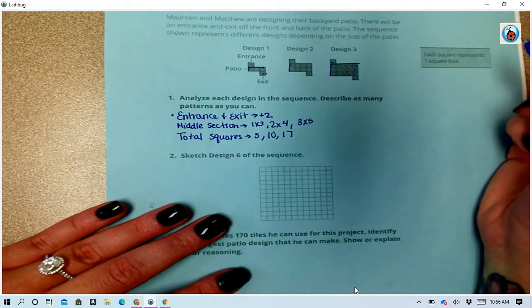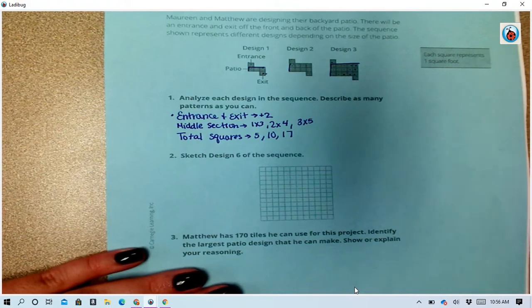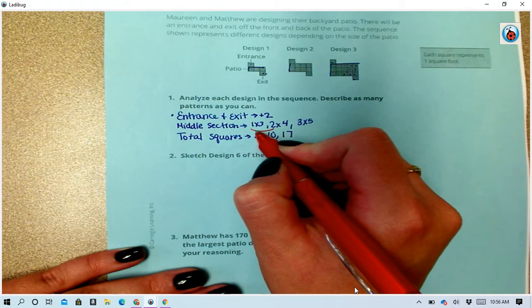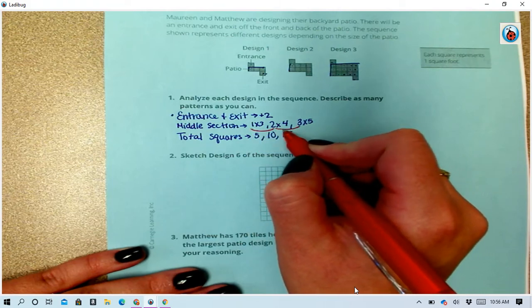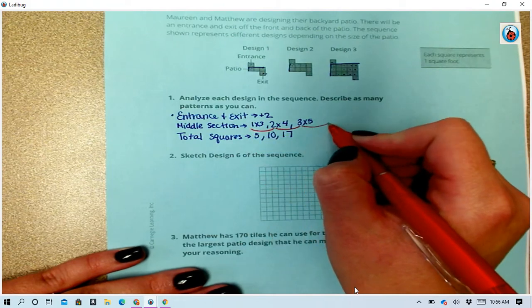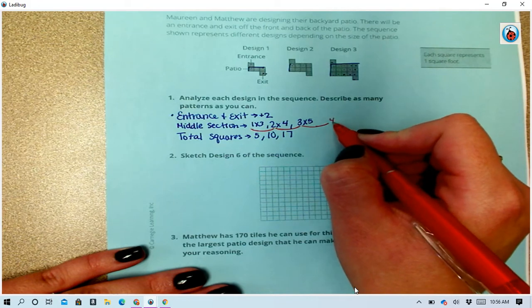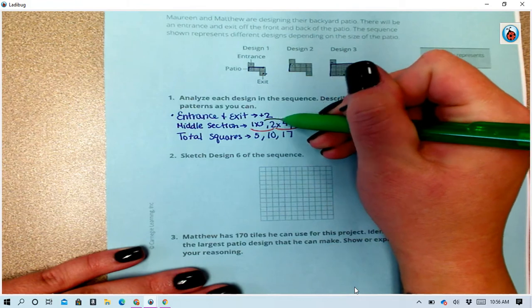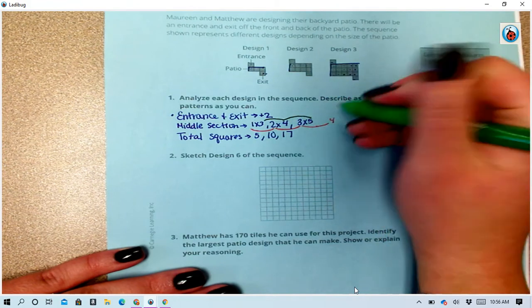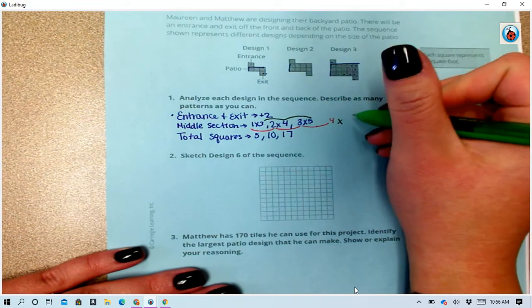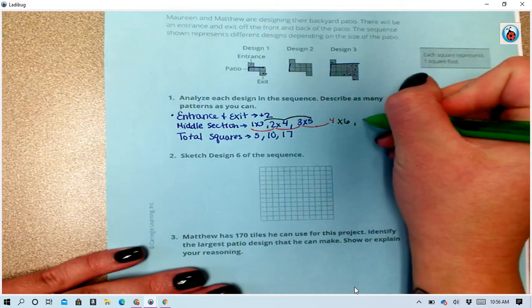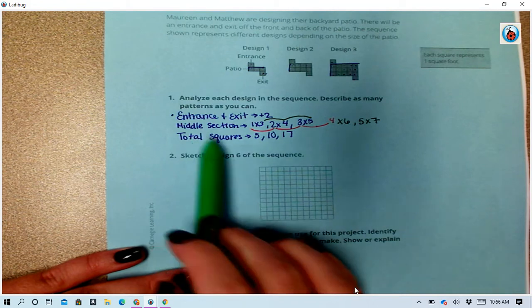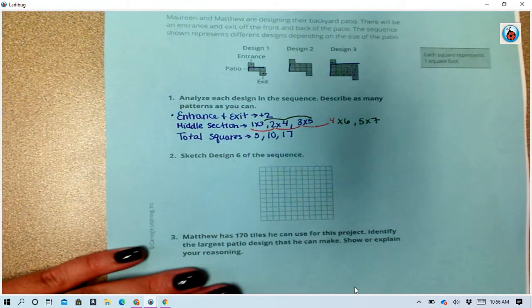So I did notice that the pattern here for the middle section, that the height goes up by 1. So I would say that this next one would be a 4. And then at the same time, the length also goes up by 1. So 3, 4, 5, we would say that this would be a 4 by 6. And then I went ahead and said that the next would be a 5 by 7 in the middle. So anything like that, just to get your brain thinking about the patterns.